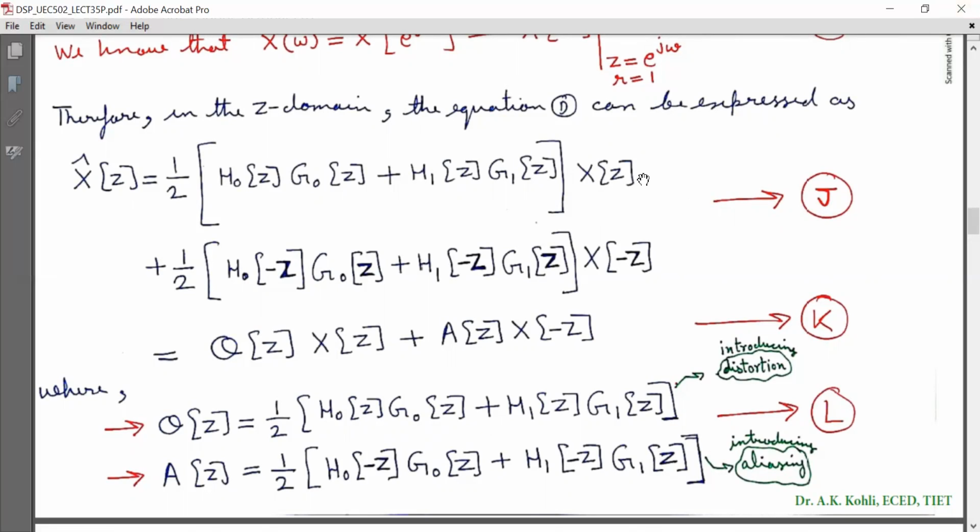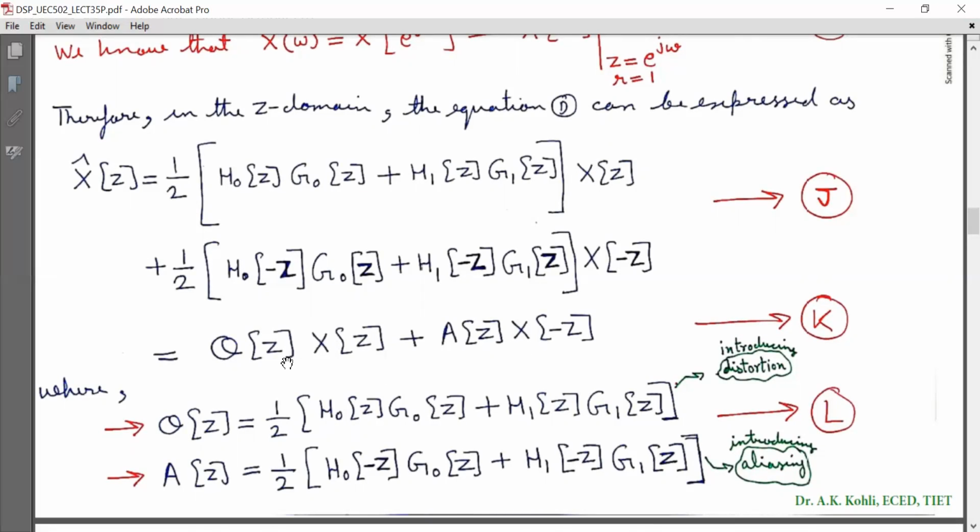Now X Z is the Z transform of the input signal. So this gives me the opportunity to represent equation J as X cap Z is equal to Q Z X Z plus A Z X minus Z. Now Q Z and A Z appear as transfer functions. So X cap Z is equal to Q Z into X Z plus A Z into X minus Z. Mark it as equation K.